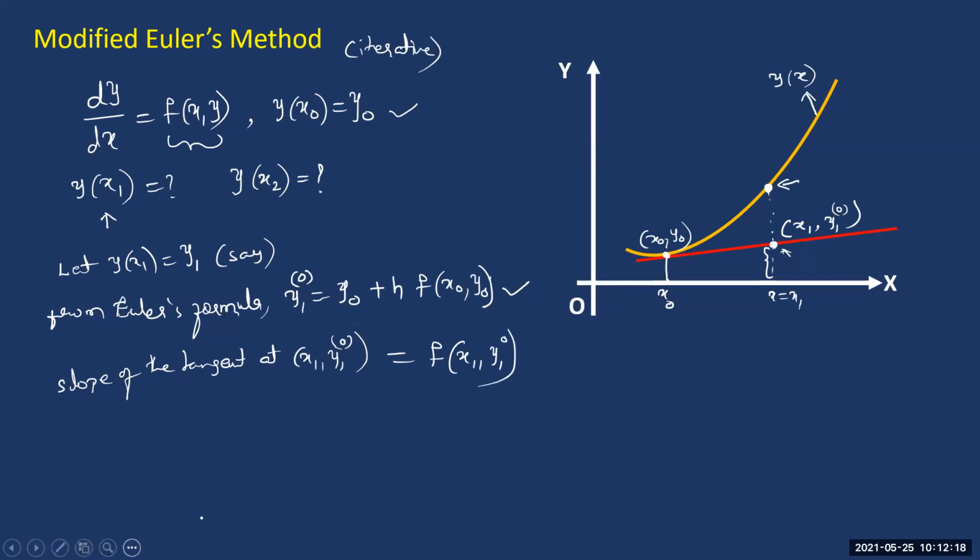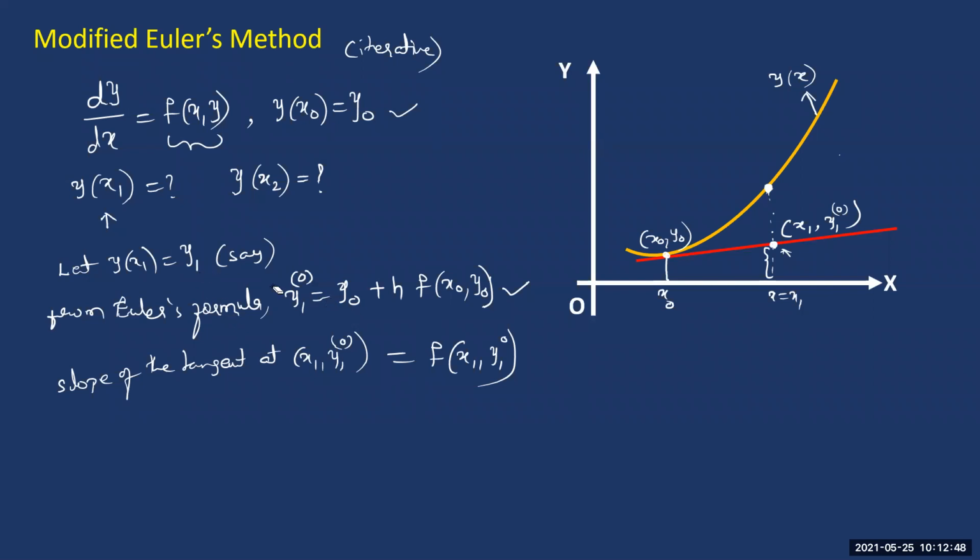See what I'm trying to do now. Already I have a slope at this point x0, y0, and of course I have already drawn a tangent also. Then I'm just assuming this point is there in the graph, and thereby I'm calculating the slope of the tangent at this point. The actual slope will be like this, but I'm not drawing a tangent there, I'm only considering the slope of the tangent. This is the interesting point here.